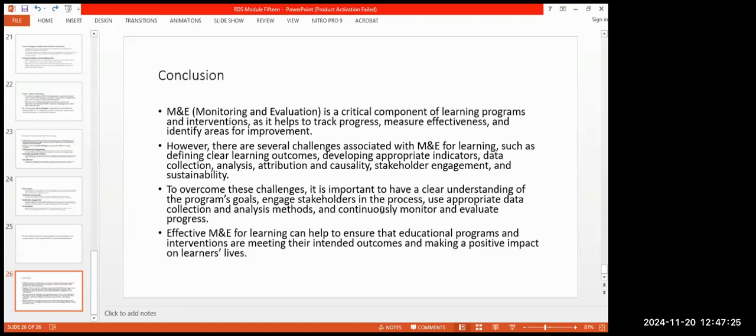And last but not least, effective M&E for learning can help to ensure that educational or health or whatever programs and other interventions are meeting their intended outcomes and make a positive impact on its beneficiaries. That's where we wrap it up for this. And at this point, I would like to invite questions about M&E for learning.